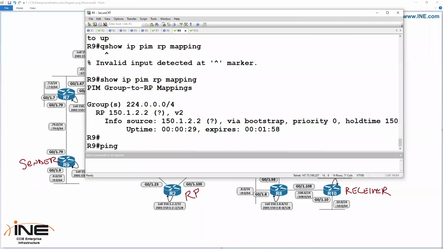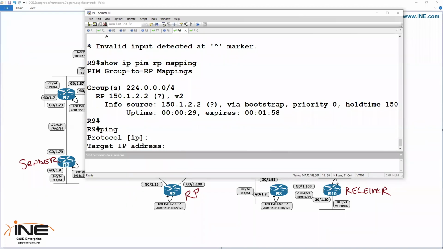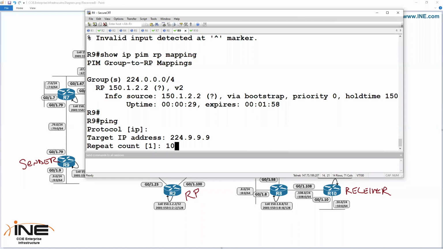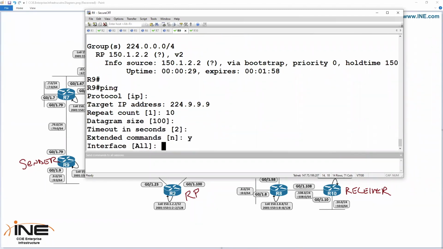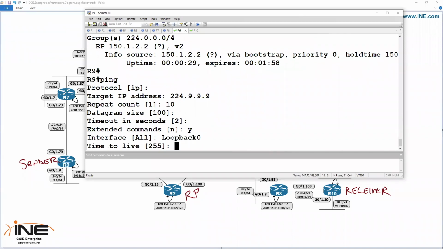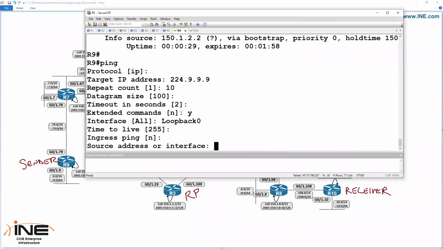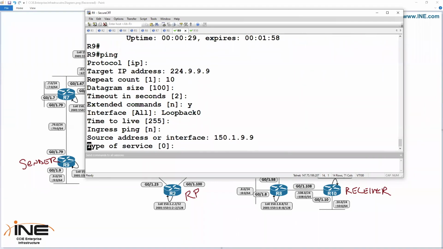So we're going to do an extended ping here. Target address will say 224.9.9.9, so any multicast group. We'll send 10 packets. Extended commands yes. Interface is going to be loopback 0. Source is going to be 150.1.9.9, which is the loopback interface.